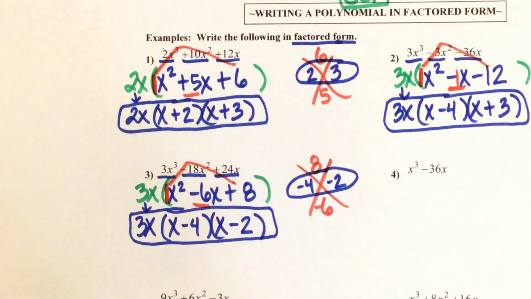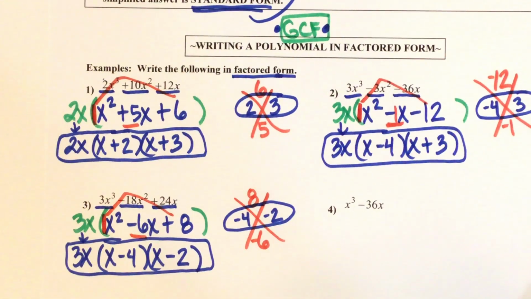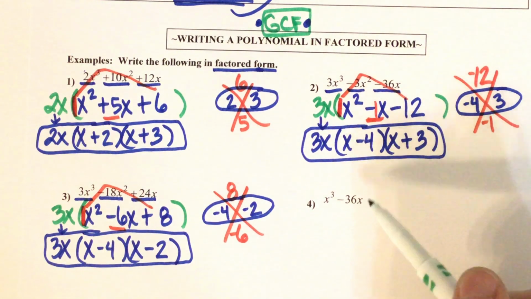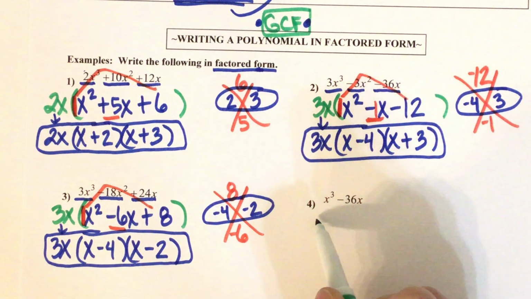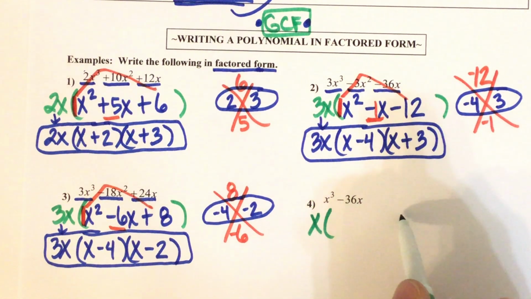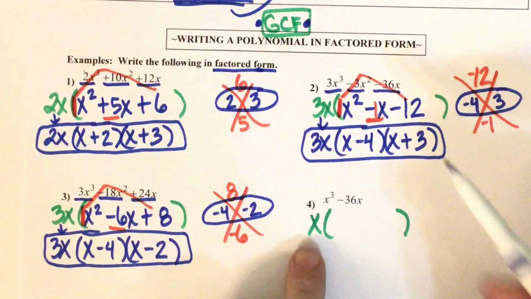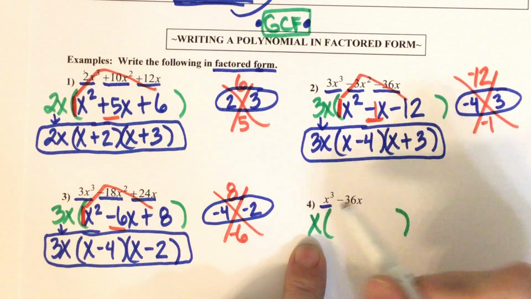Okay, we have 3 left to go. All right, first rule, GCF. Do you think number 4 has a GCF? It does. Notice they both have x's. So this time there's no number, it's just an x. All right, so let's get it back. X times what makes x cubed? X squared.